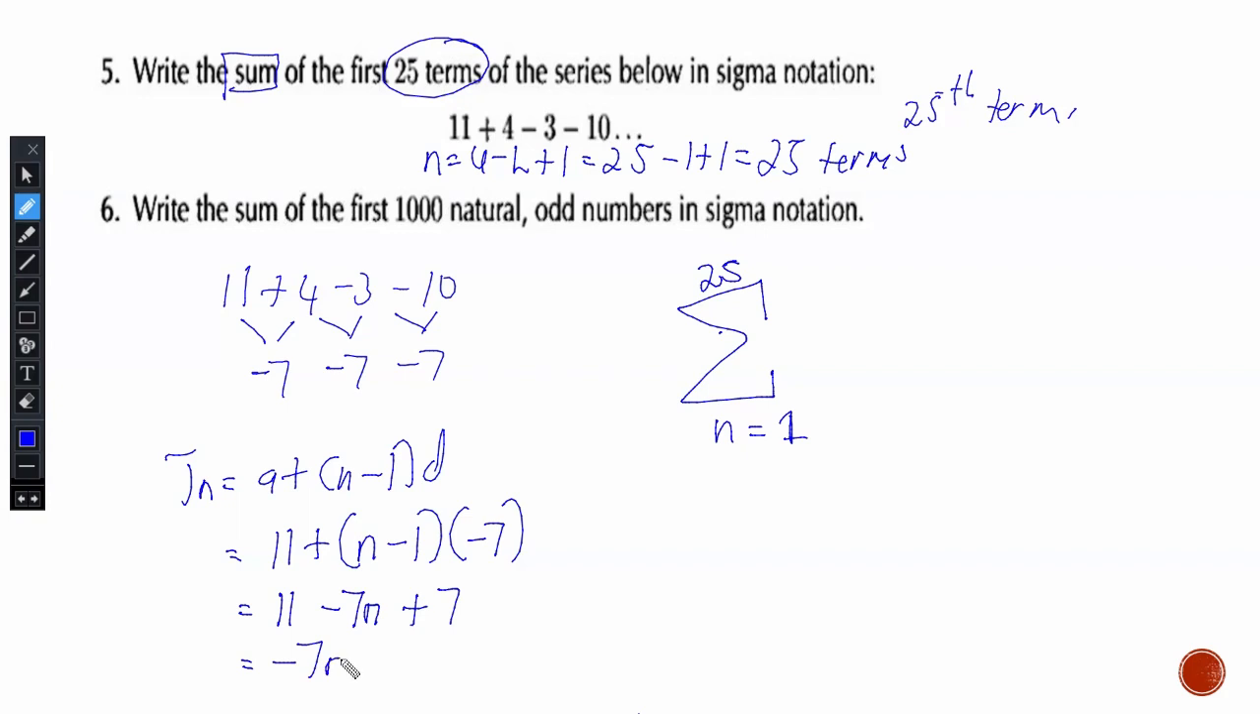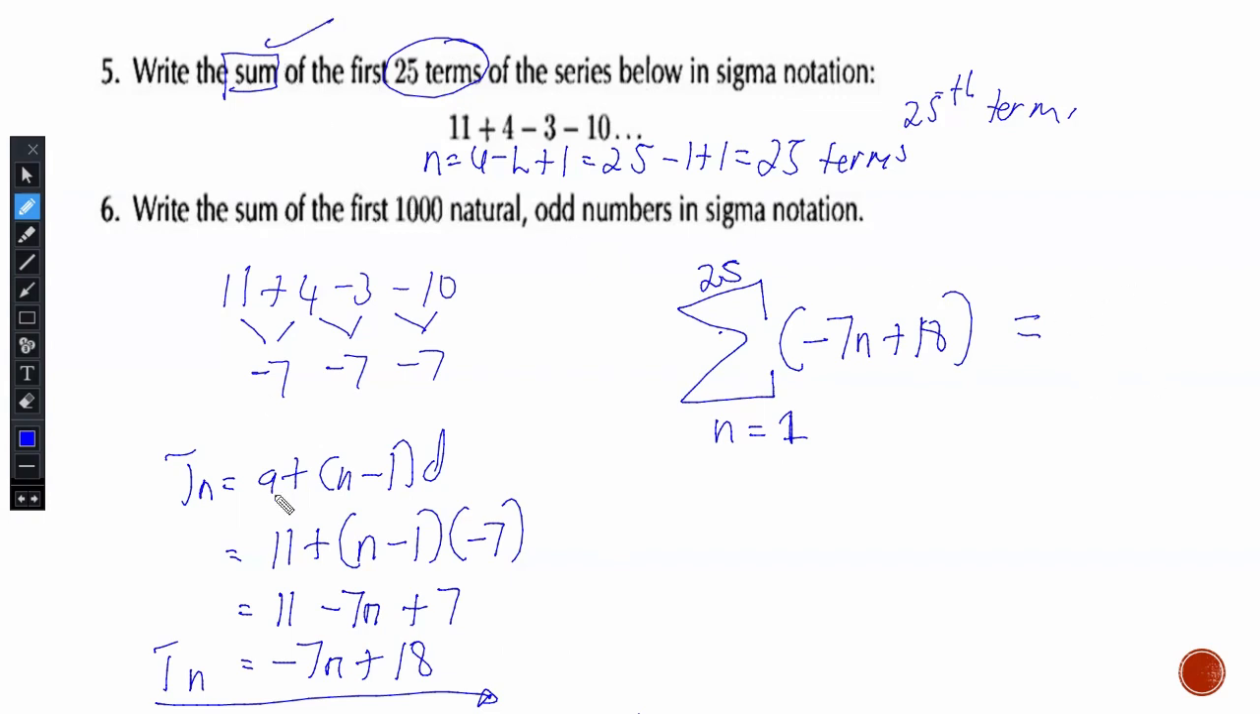So this is going to give us negative 7n. 11 plus 7 will give us 18. So our general term is this. This is our general term that we are going to put in here: negative 7n plus 18. But then remember, once we are given the number of terms, we still need to calculate the sum of the series. As indicated here, they said write the sum of the first 25 terms.